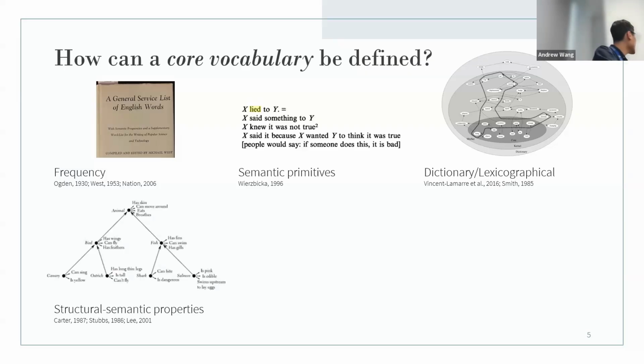Maybe we can identify core words based on a set of structural semantic properties that we think core words should have, like core words should be superordinate words, or they should be polysemous, or they should be highly productive and participate in a lot of compounds. So there are also these lists of structural semantic criteria that have been proposed and published to define what are the core words in a language.